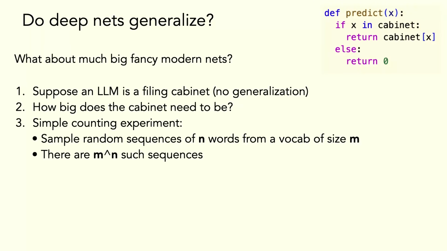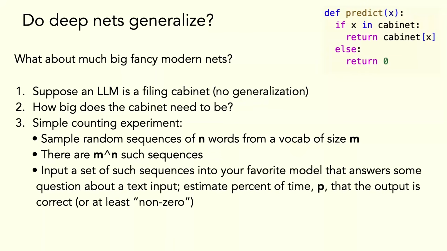Okay, so just simple combinatorics, m to the n, right? I have m possible words, and I have n of them in a row. I sample independently each one. That's the number of such sequences. So now we can ask, if we take a random such sequence and input it into our model, did the model make a reasonable prediction? Technically, if this is our model of a filing cabinet, we're just asking, did it make a non-zero prediction? But did it output a correct prediction?